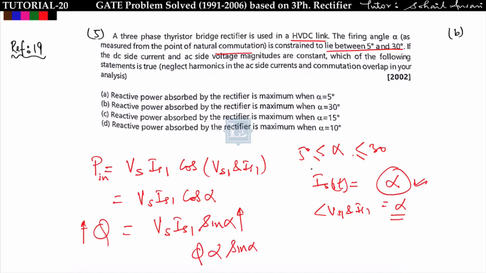So here alpha lies between 5 to 30 degrees. So when will I get reactive power maximum? Reactive power will be maximum when alpha is equal to 30 degrees, then Q will be maximum in this case. So it will be option B.